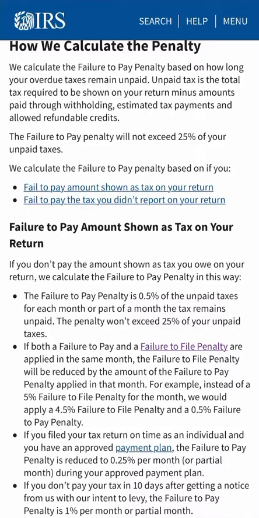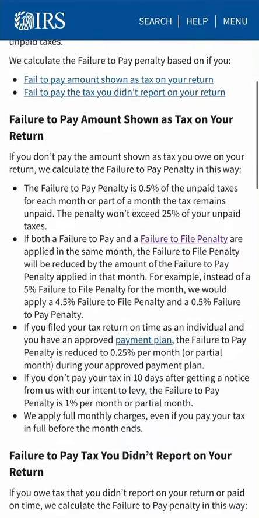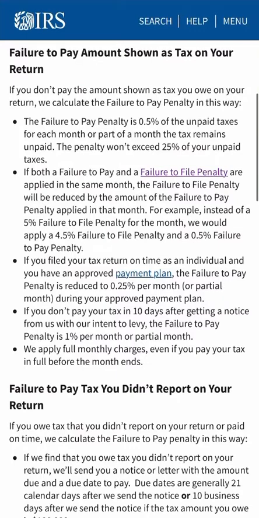Let's talk about the first side so that you can know what that means: failure to pay amounts shown on your tax return. If you don't pay the amount shown that you owe, they'll calculate the failure to pay penalty by taking 0.5% of the unpaid taxes for each month or part of a month that the tax remains unpaid. Again, like I said before, the penalty will not exceed 25% of your unpaid taxes.